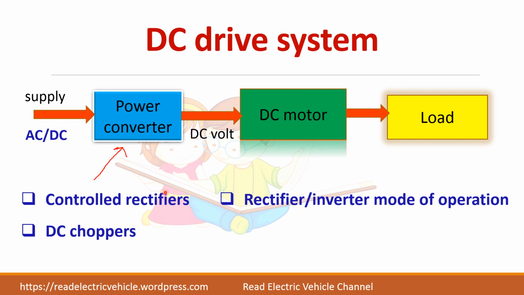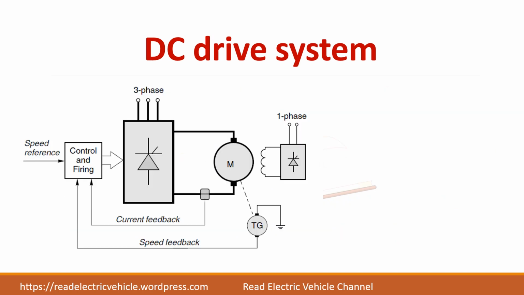And using these converters helps to achieve both rectifier and inverter mode of operation, as well as 4-quadrant operation is possible. This is an example of a DC drive system where a 3-phase input is given for the controlled rectifier. By varying the firing angle of this thyristor, you can control the output voltage applied to the DC motor, which will control the speed of the DC motor.